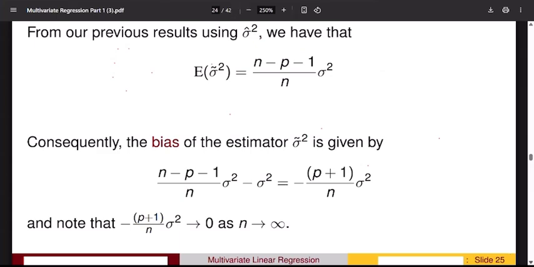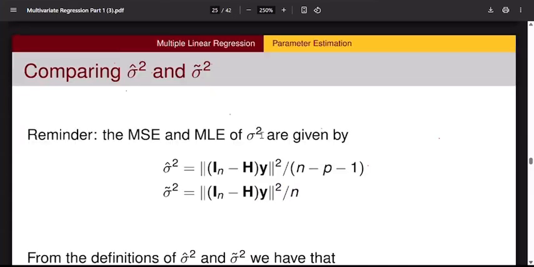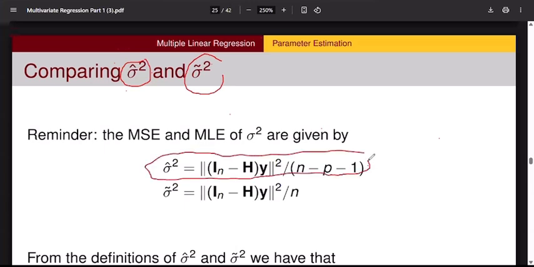Now, here we are comparing sigma squared and that. Take a look at that. The first one is the MSE, the mean square error. And the second one is the MLE sigma squared. This one here is the one that is unbiased. This one here is the one that is biased. The first one that is unbiased is when you divide the sum of square error by its degree of freedom. I'm going to say that again.